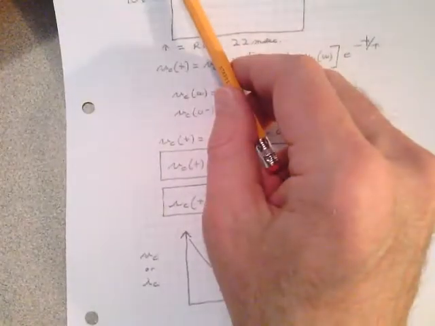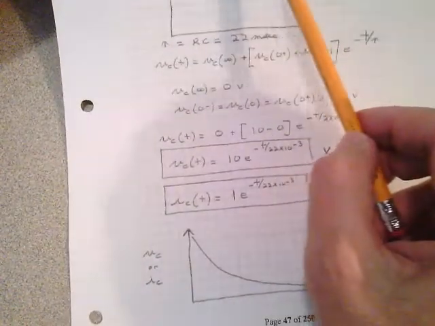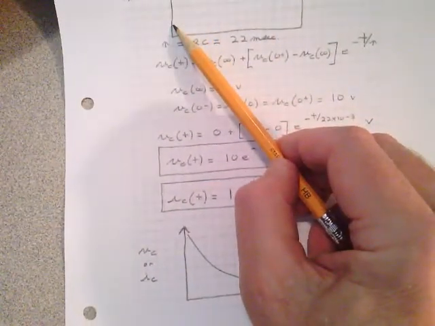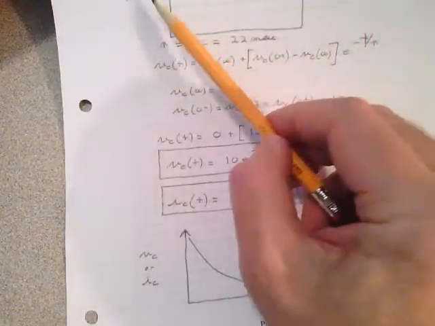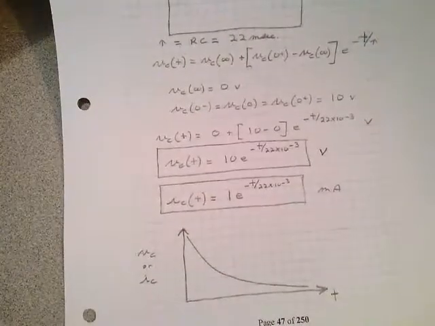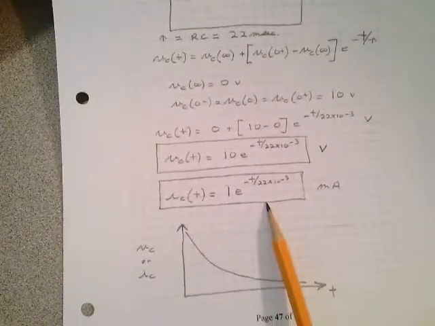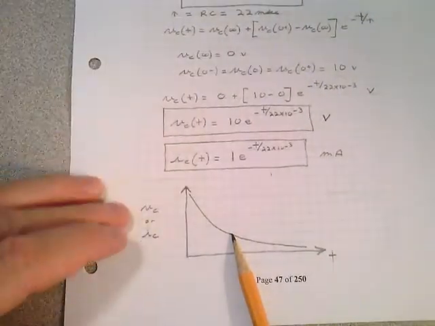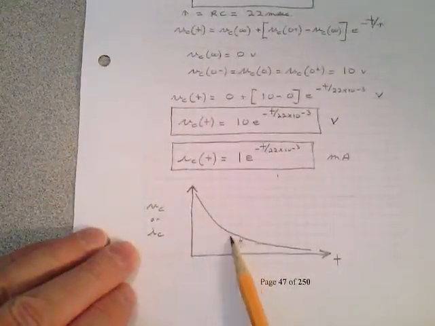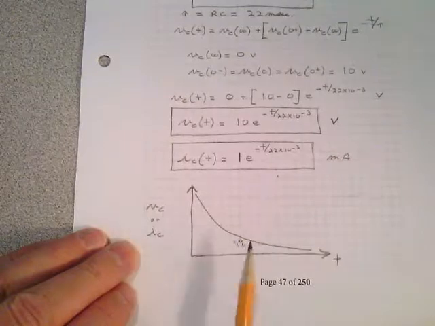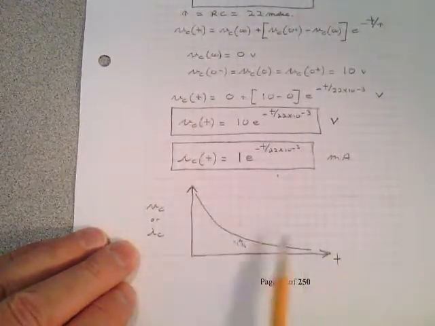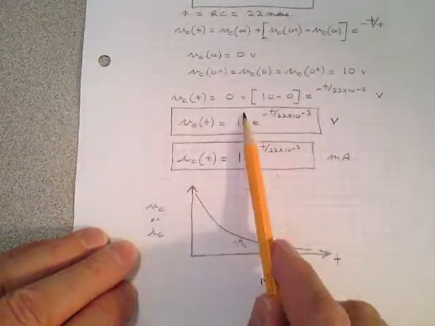I want you to draw both curves for the voltage across this capacitor and the current in the circuit. And here's the explanation of that. You're going to get one of these two responses. Both responses are going to look like this. The voltage is going to decay to nothing. The current's going to decay to nothing.